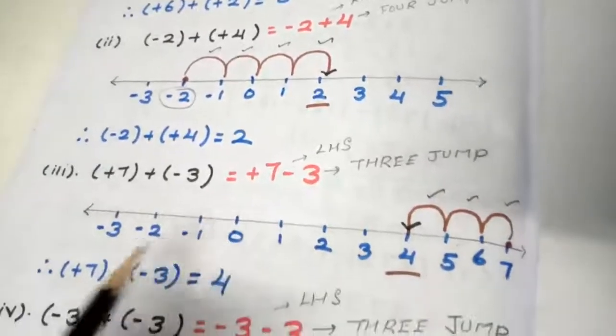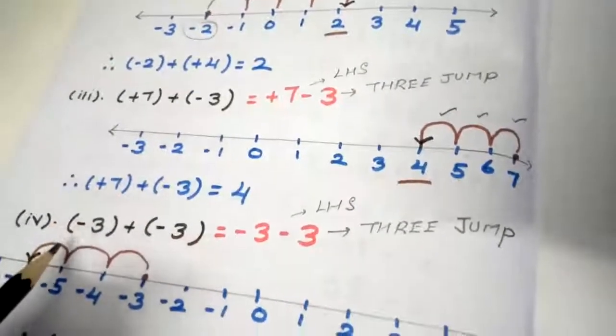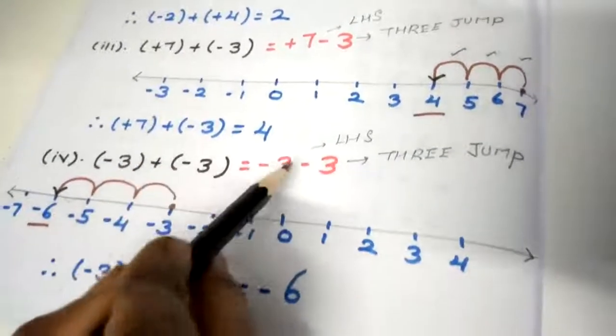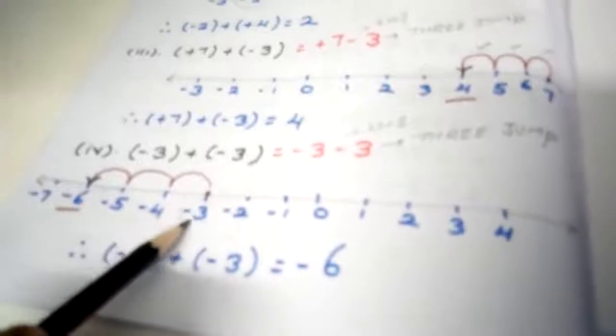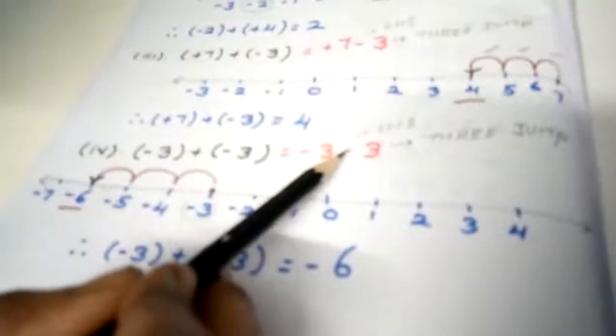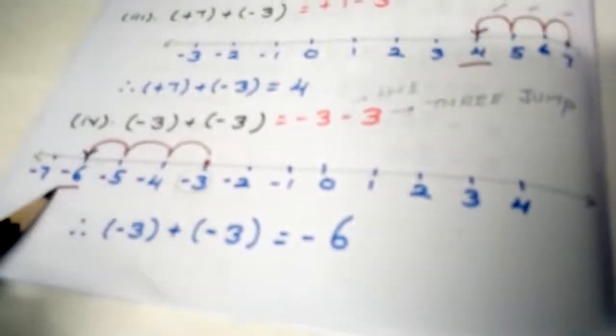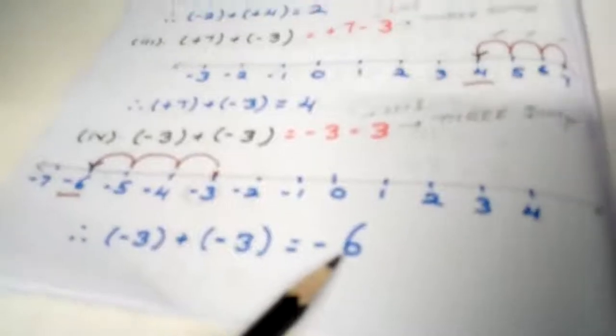Similarly, you are going to do all the next sums, and I will just teach you this fourth sum. Minus 3 plus into plus minus 3. Minus 3, first locate this minus 3 here, students. Negative means you are going to move this side, left hand side. 3 jumps. That is 1, 2, 3. And what is the value I am getting here? Minus 6. So my required answer here is minus 6.